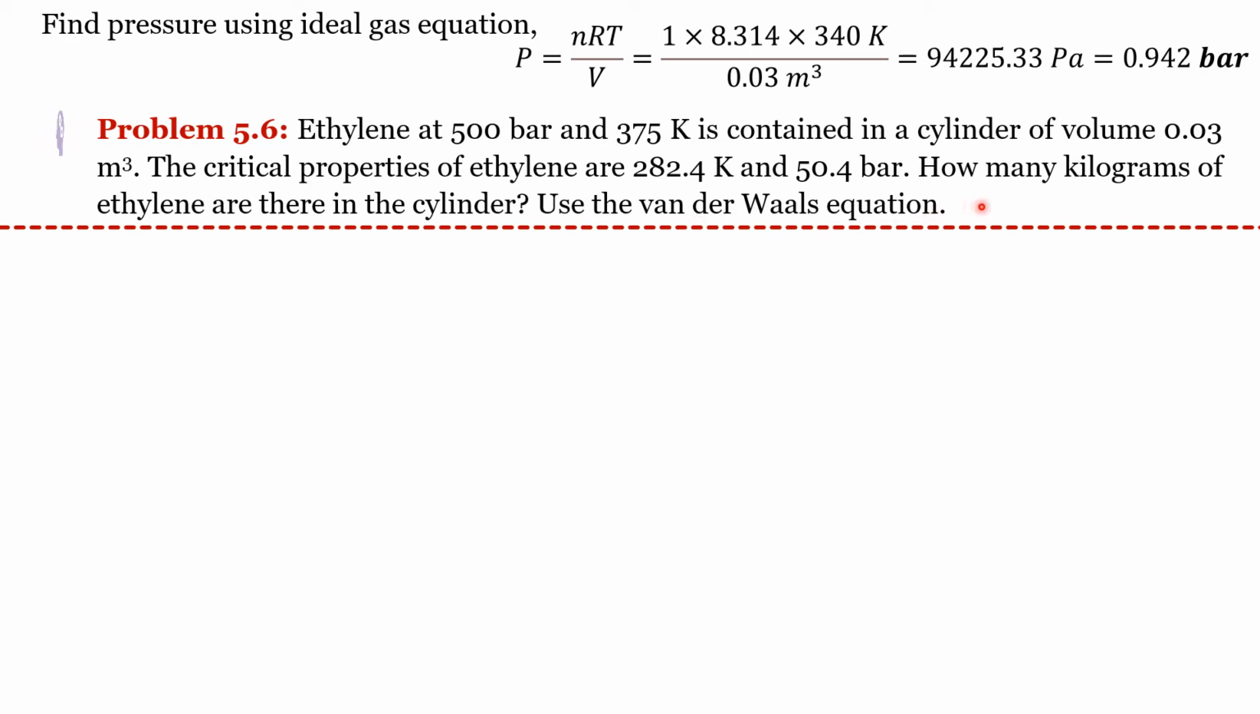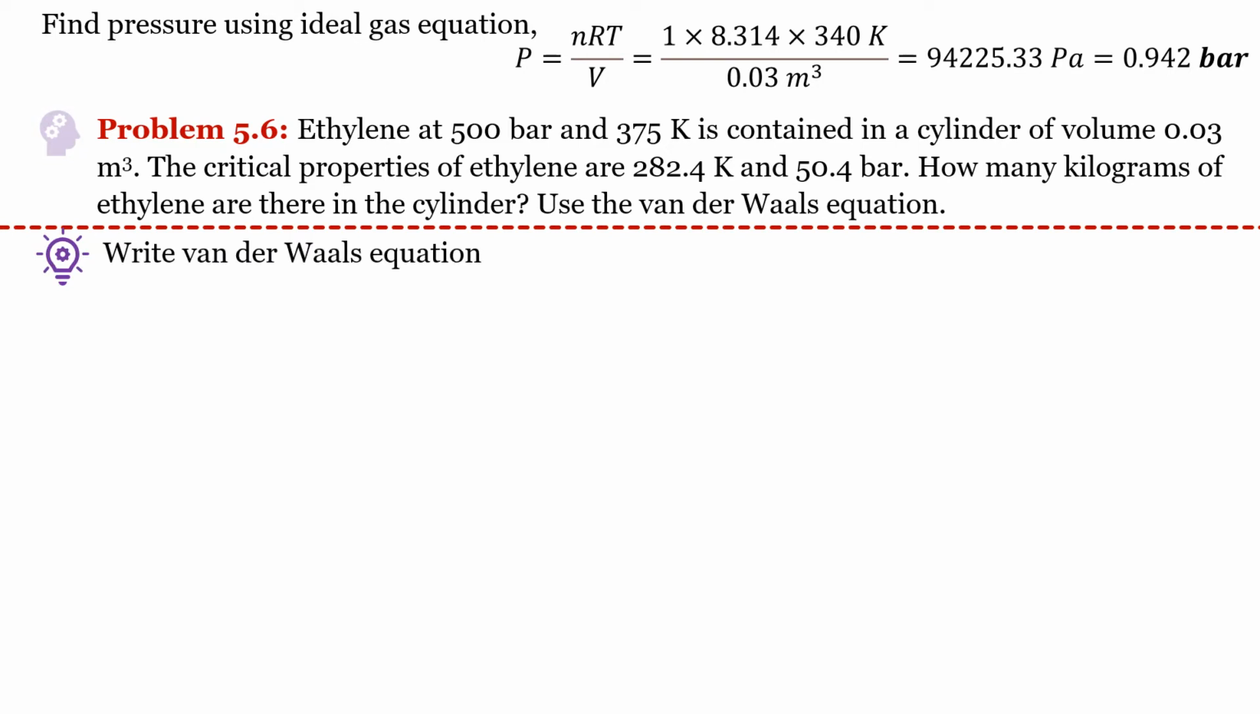So here we need to find the weight of ethylene. Anyhow, we have to estimate the moles of ethylene, and everything is given: pressure, temperature, volume, and the critical temperature and pressure are also given. So using the van der Waals equation we can easily find out the number of moles.